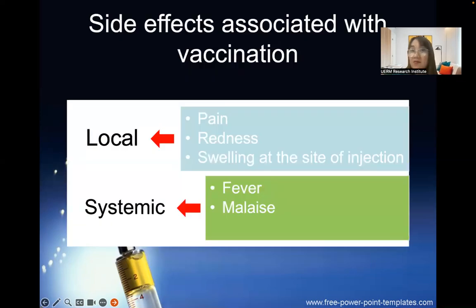So what are the side effects associated with vaccination? So there's local side effect. So there's pain in the injection site, there's redness, or maybe swelling at the injection site. There can also be systemic side effects, which comprise symptoms like fever and body malaise.